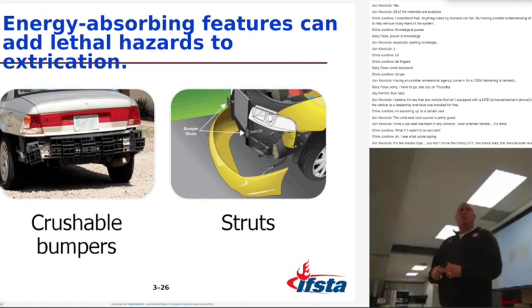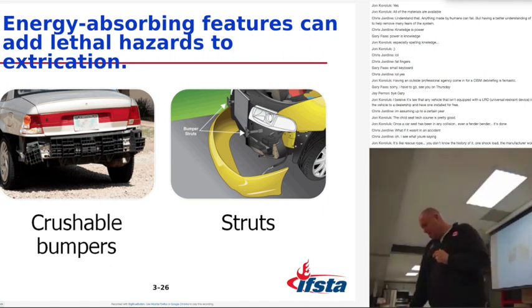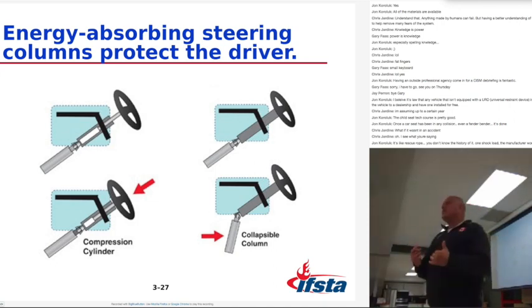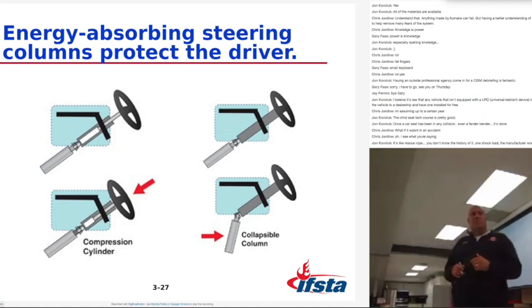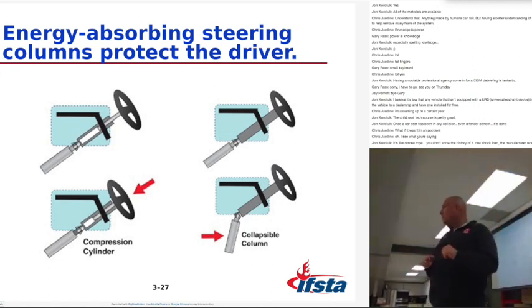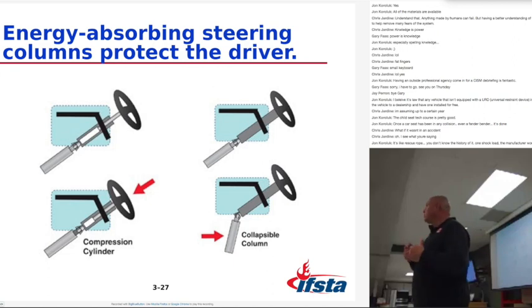Okay, so we got absorbing struts, crushable bumpers. What's that? It's Saturn. Yeah, that is too. The next few slides, they're talking about crumple zones, energy absorbing steering columns. These are all new things now that the engineers were designing to make it safer for occupants in collisions. Okay, compression cylinders, collapsible columns. When impact is made, sensors are basically taking the steering wheel and getting it out of the way for us, and the airbag still goes off.